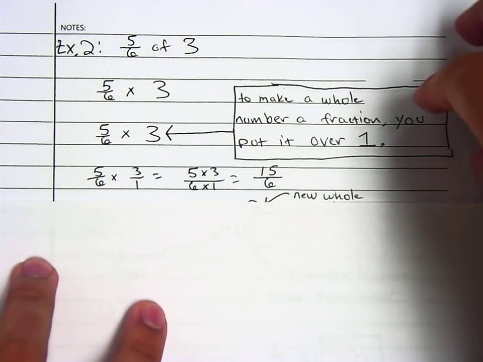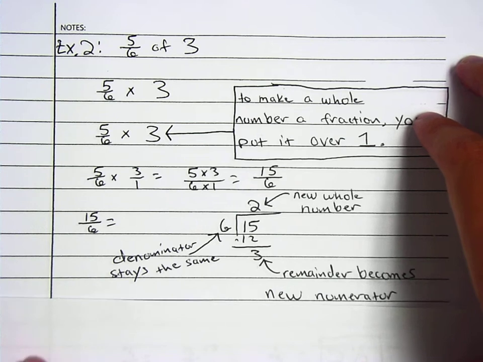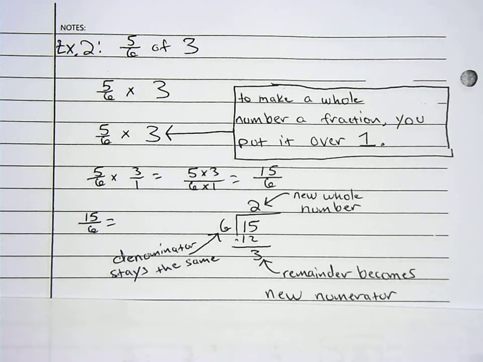But again, like our last step says, we always have to simplify. So what we're going to do is we're going to divide. And if you notice, our numerator is our dividend and our denominator is our divisor. So when we do the division, we find that 6 can go in 2 times. And we do have a remainder, but we do need all these numbers. Our 2 is going to be our new whole number. Our remainder 3 is going to be our new numerator. And our denominator 6 is going to stay the same.